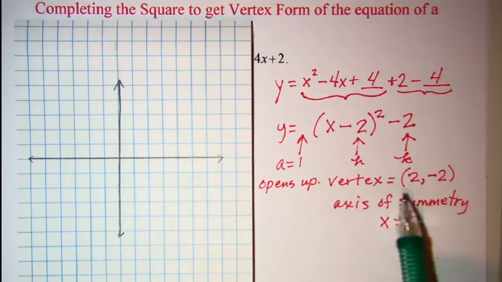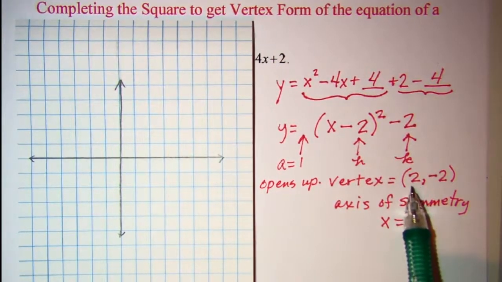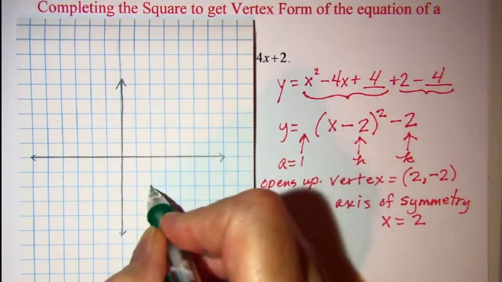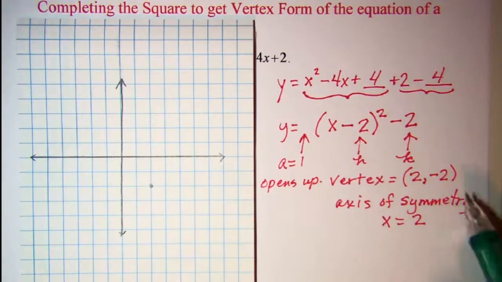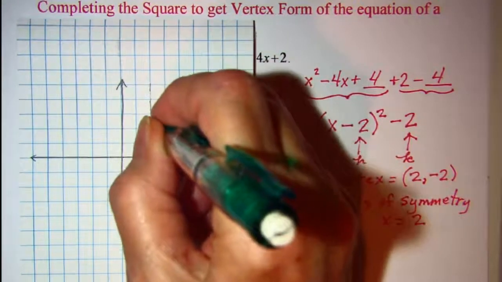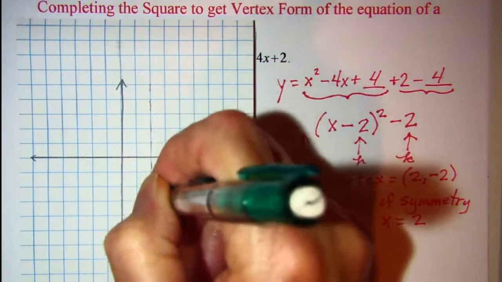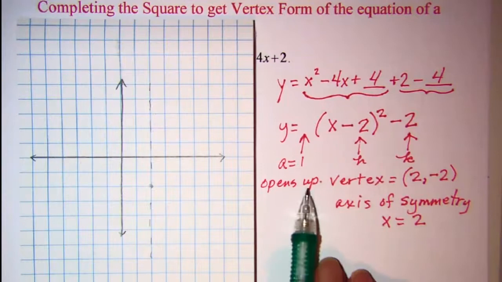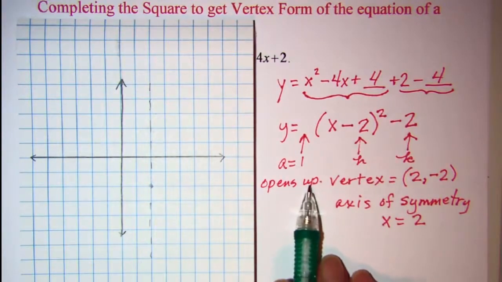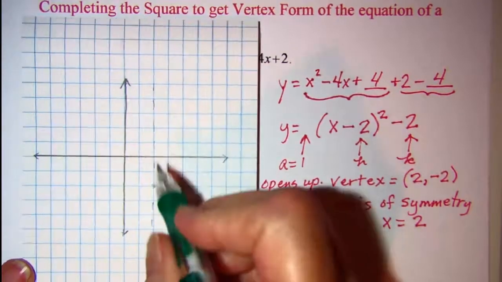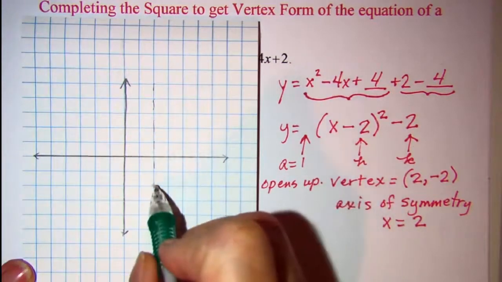So my vertex is the first thing you graph. It's at 2, -2. My axis of symmetry is x equal 2, which is right here. My parabola opens up, and since a equals 1, it's just the same size as the basic parabola, which we know y equals x squared.